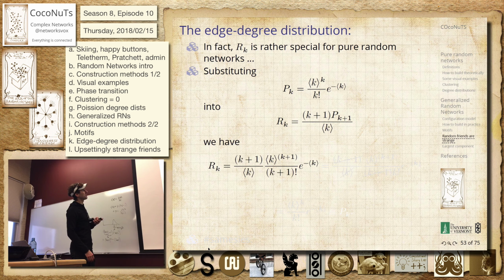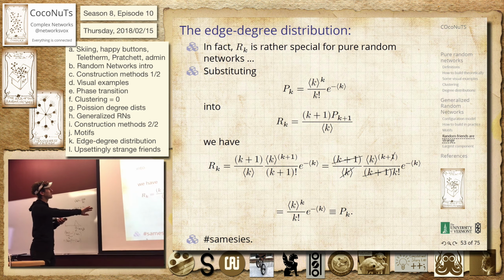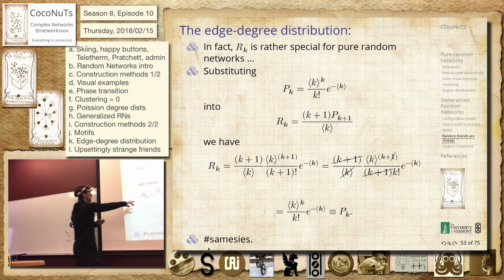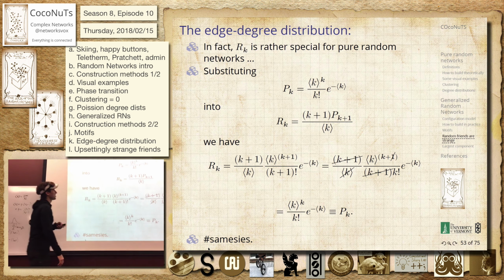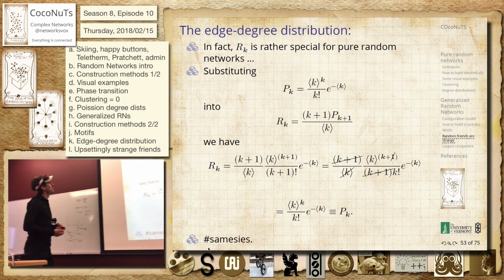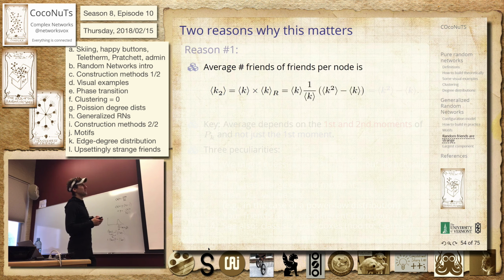Okay, so this is a special thing. I'm just going to get rid of this. Let's not worry about that. In fact, really what's happening is r_k is equal to p_k if you go through it. It's not just the average quantity. It's really the same.